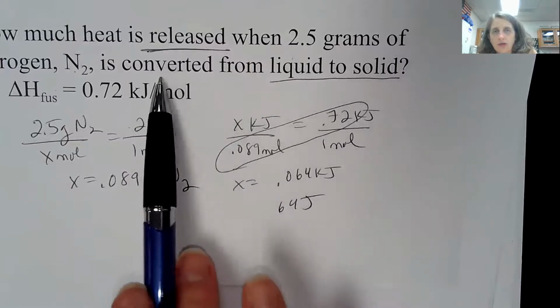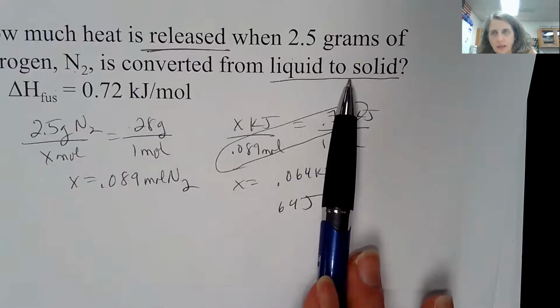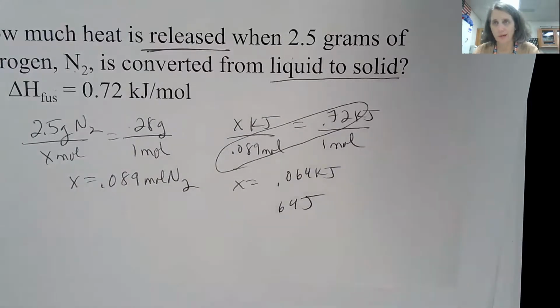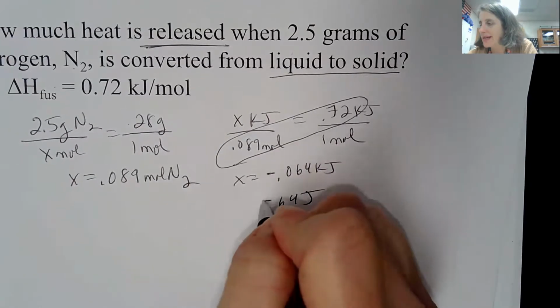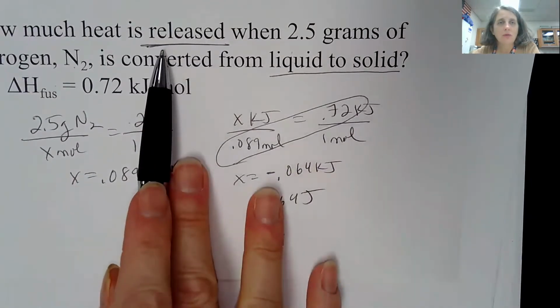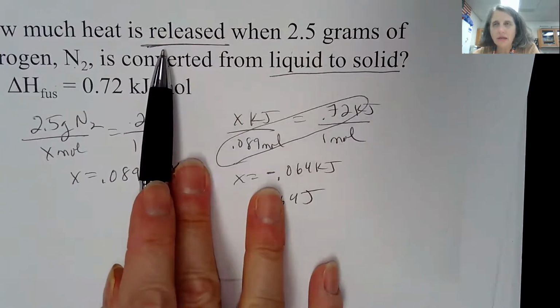Now, what you have to pay attention to is you're going from a liquid to a solid. What are you doing to those particles? You're bringing them close together. In order to bring the particles closer together, you need to change essentially what the heat is doing. You're taking the heat out of the system. So because you're taking heat out, these are going to be negative values. Another way to realize that is I'm saying heat is released.